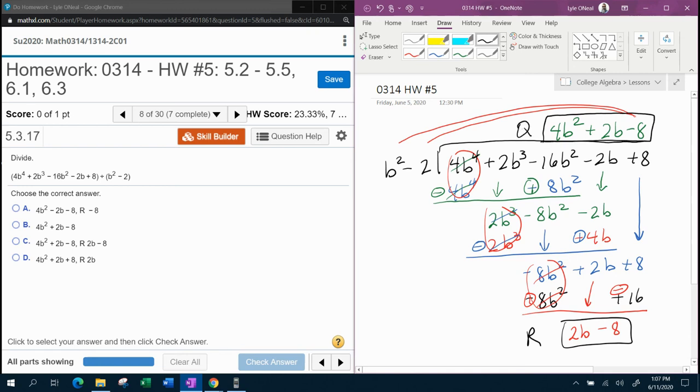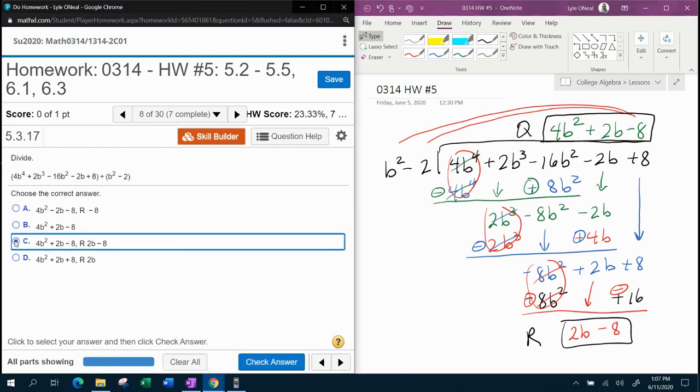And up here, we're going to put a box around this. That's the quotient. And does that happen to match any answer choice? A remainder of 2b minus 8 and a quotient of 4b squared plus 2b minus 8. That looks a whole lot like answer choice C.